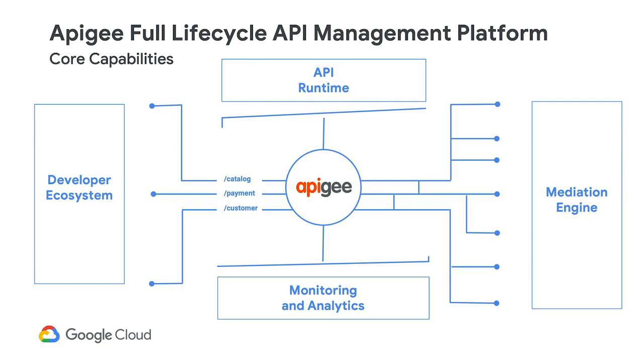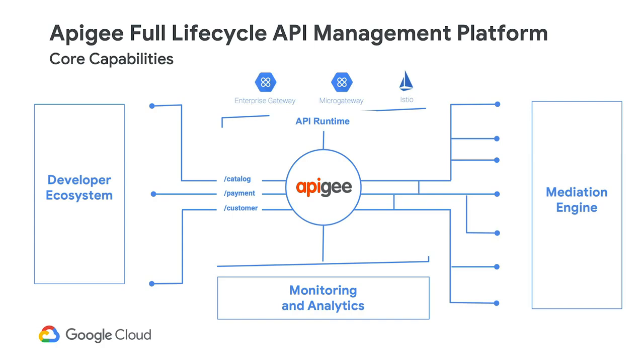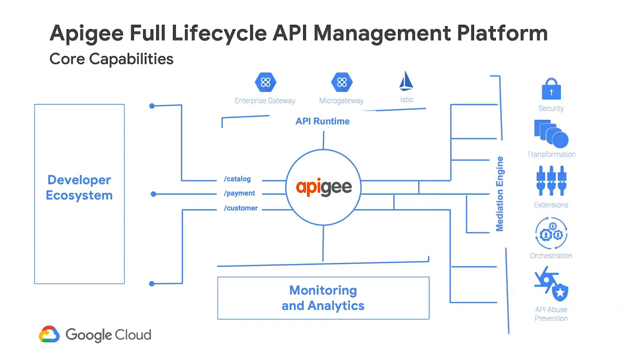From the runtime perspective, we have 3 types of gateways available today. In the cloud as well as on premises, we had the enterprise gateway. For hybrid, we had Microgateway and Istio as the 3 types of gateways that we had available to customers. From a mediation perspective, this is an API provider trying to connect that API to different sets of systems.